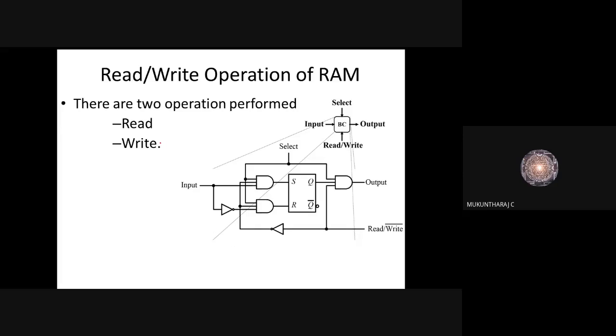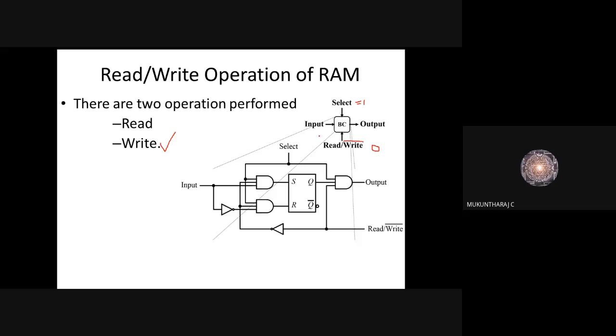Okay, so now we will see how to write the data into the binary cell. Okay, so for that, first we have to select the binary cell. So the select line should be logic 1. Then to perform the write operation, here is the write bar. So we have to give logic 0 in the control line. Okay, now we are going to do the write operation.